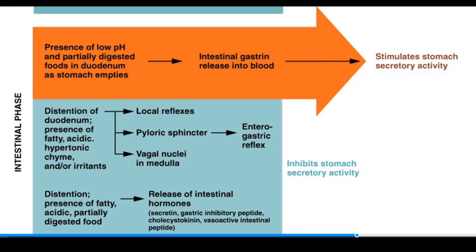When the wall of the intestine is stretched out, or when the food coming from the stomach is especially low in pH or high in macromolecule content, called hypertonic chyme, that will release hormones, secretin, gastric inhibitory peptide, cholecystokinin, VIP, to slow down the stomach. It can also do that through local reflexes within the nervous tissue of the GI tract.